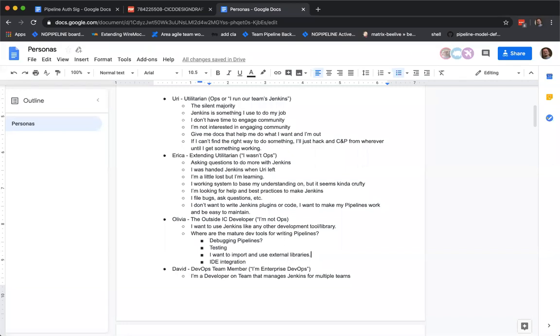So what I'm thinking about here is, the question is, why are people doing shared libraries and external libraries or complex things? Why are people in this spot right here, right? Where they're like, okay, I have to do this really complex thing. We could do IDE integration for while you're writing declarative, or hey, what steps can I use? That would be really helpful for these people.